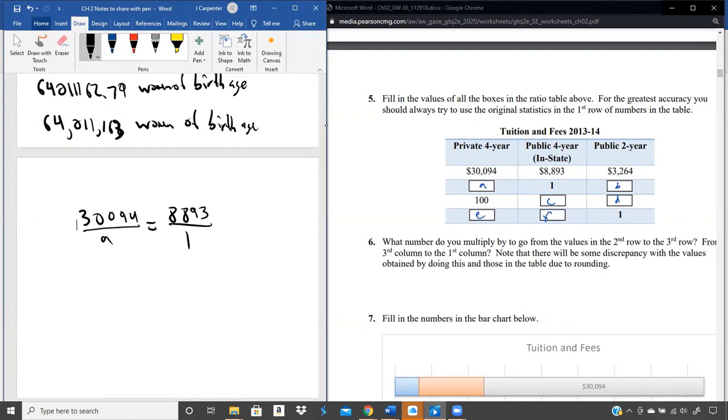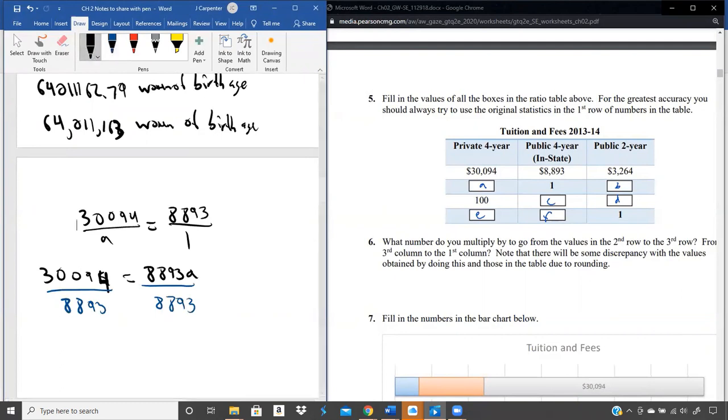Remember, there's arguably 16 different ways I can write this proportion with those 4 values and variables and still get the answer right in the end. There's also plenty of ways we can write it wrong. My favorite is top over bottom equals top over bottom. Cross multiply. I'm not going to show every single step. 30,094 times 1 is 30,094 equals 8893 times A. Divide both sides by the number with the variable. Divide by 8893.